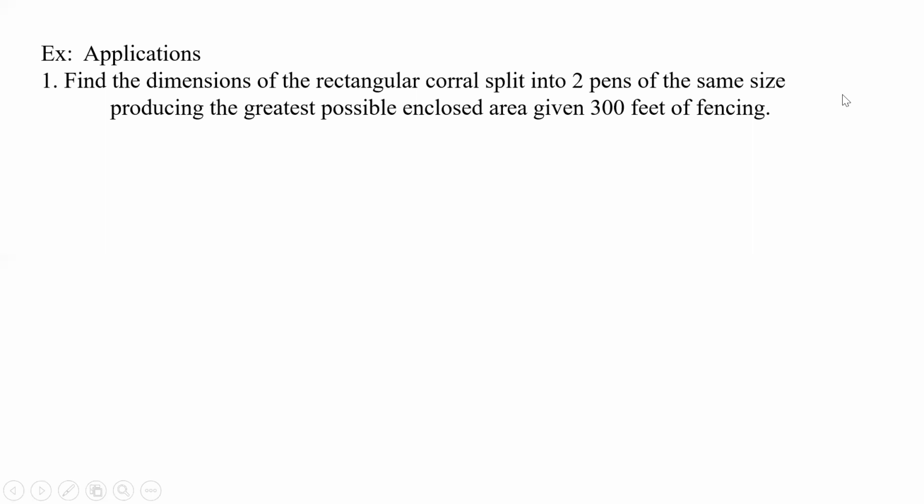All right, so we're back with applications. So this one says, we need to find the dimensions of the rectangular corral split into two pens of the same size, producing the greatest possible enclosed area given 300 feet of fencing. All right, so what does that mean?